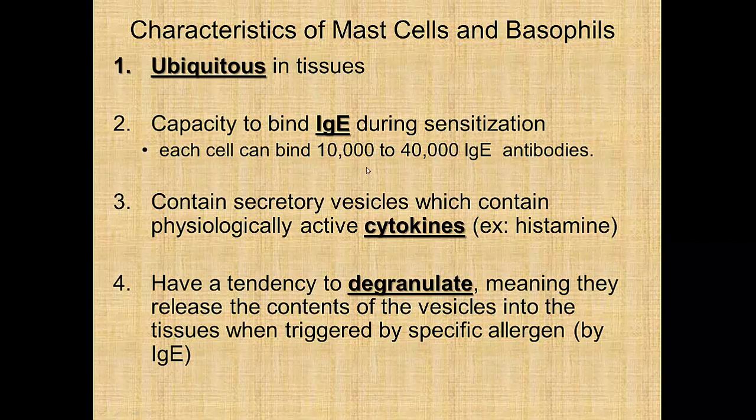Many IgE antibodies can bind anywhere from 10,000 to 40,000 of different types. They don't have to all be the same antibody. So each one can bind large amounts, and each cell can be covered, the surface can be covered, with these antibodies.